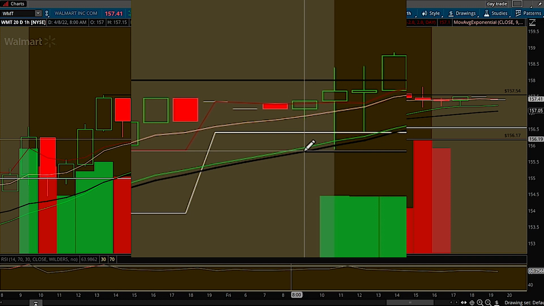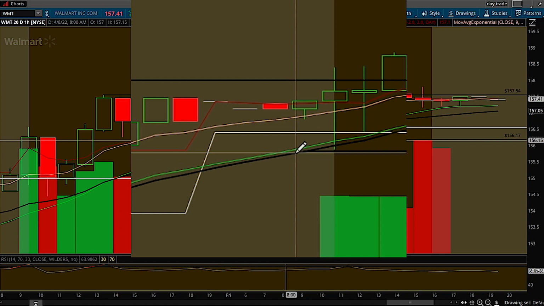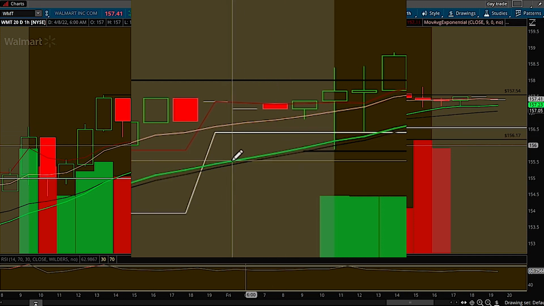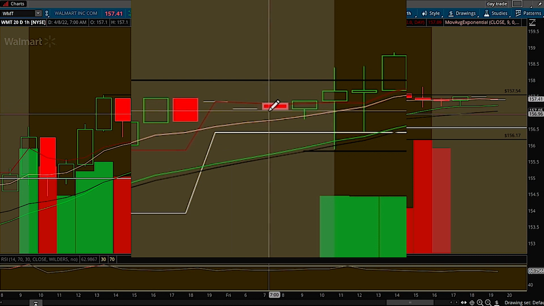But there's rules with this. We cannot have touched this area any time during pre-market, okay? If we have, this trade is no longer good. We cannot take this trade. It's already tested this level. It's not as high probability anymore. As you can see here, we had not touched this area any pre-market.